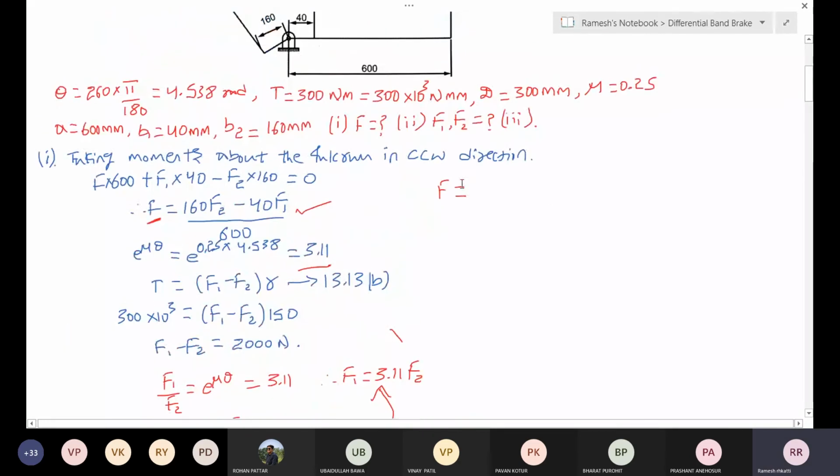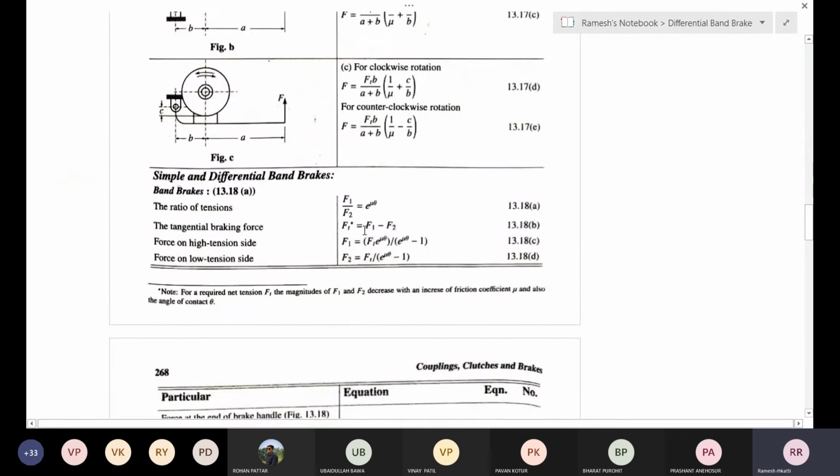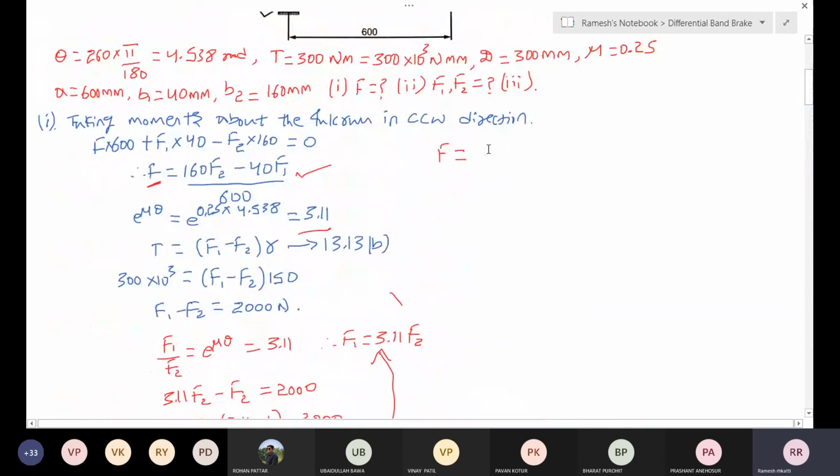You can use the relation, or you can see the data in the book here. Tangential force is nothing but the difference of the tension in the tight side and slack side. For that also you need to calculate F1 and F2, which are already calculated. The tangential force is F1 minus F2, and the difference is 2000. I will be taking that formula.